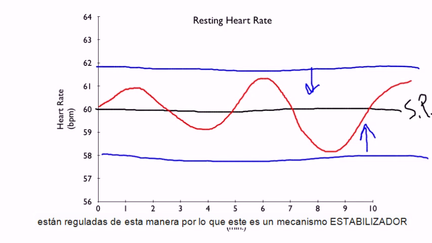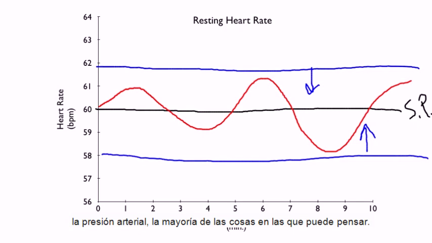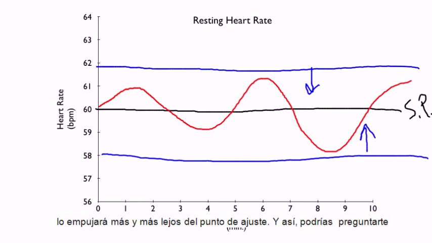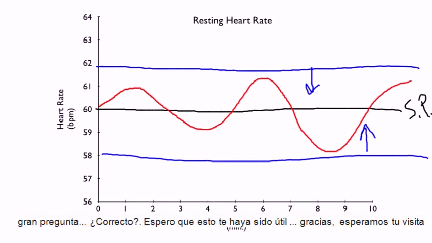So this is a stabilizing mechanism. Negative feedback stabilizes things like heart rate, your body temperature, your blood pressure, most things that you can think of. Positive feedback mechanisms, on the other hand, are destabilizing, and they actually take a variable and push it farther and farther away from the set point. And you might wonder what kinds of body variables would need to be destabilized. Boy, that's another great quiz question, right?